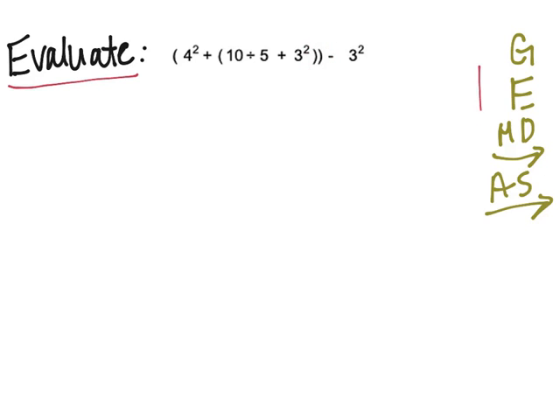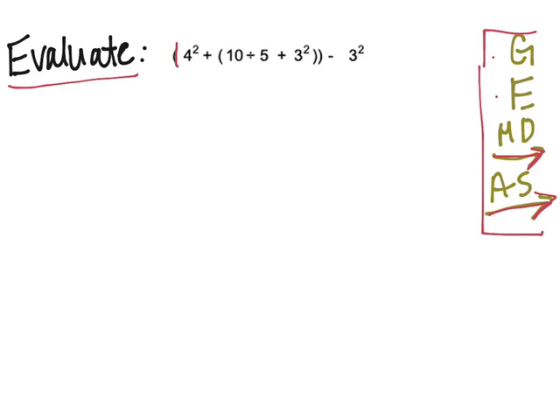So off to the side, you see that I have written out GEMDAS. So I have groupings, exponents, multiplication and division in order from left to right, addition and subtraction in order from left to right. I do this to remind myself that I am checking each step and I am not missing anything. So I know that the G stands for groupings. So I know I'm going to be evaluating what's inside my groups first.